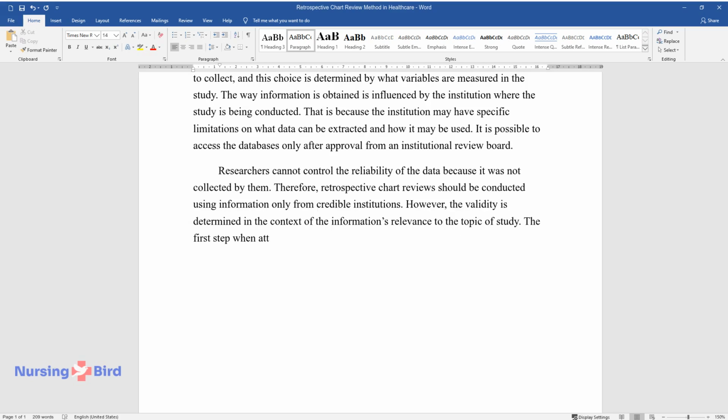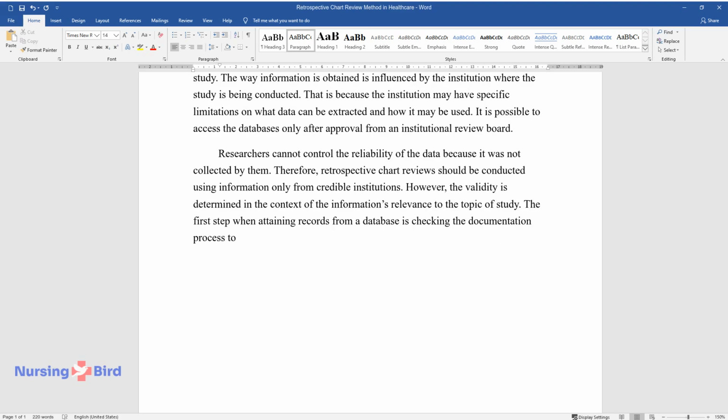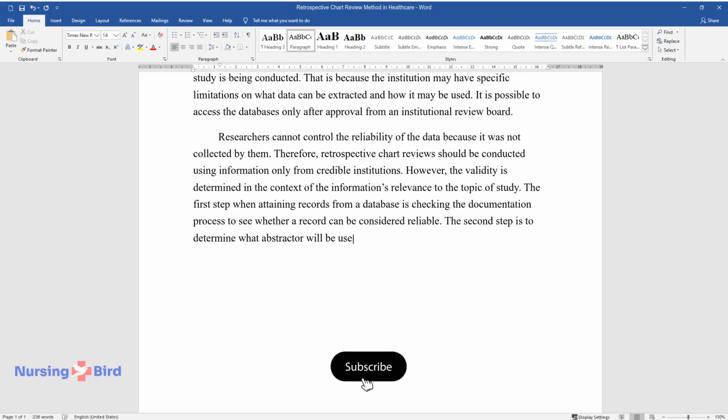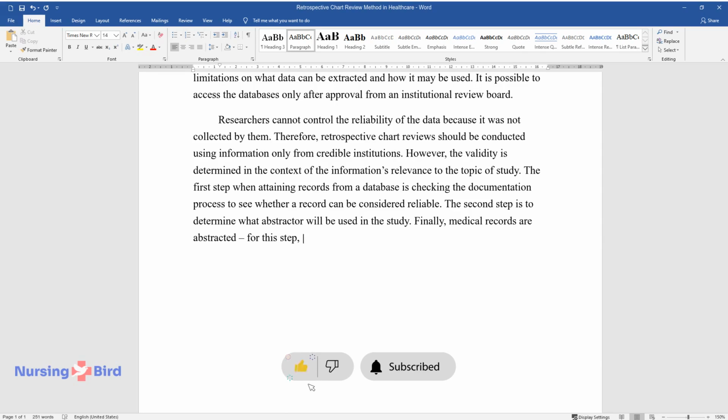The first step when attaining records from a database is checking the documentation process to see whether a record can be considered reliable. The second step is to determine what abstractor will be used in the study. Finally, medical records are abstracted. For this step, meeting with coding professionals may be necessary.